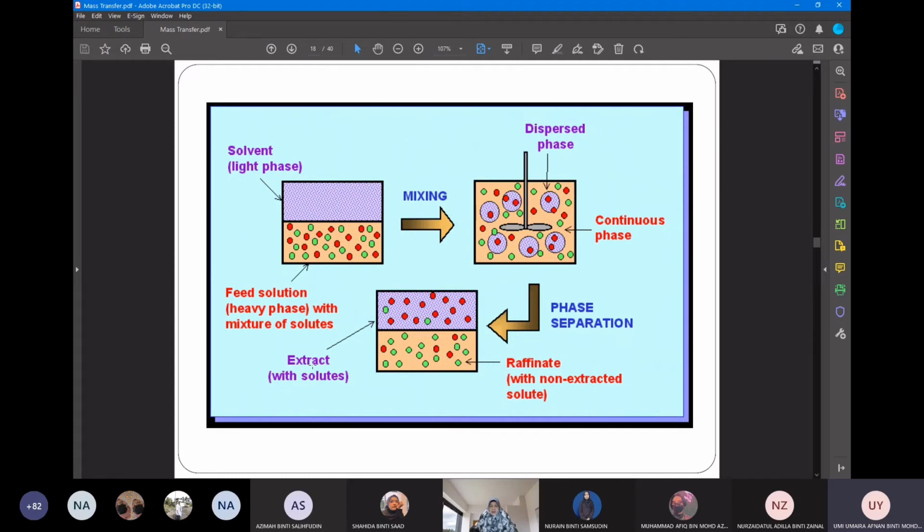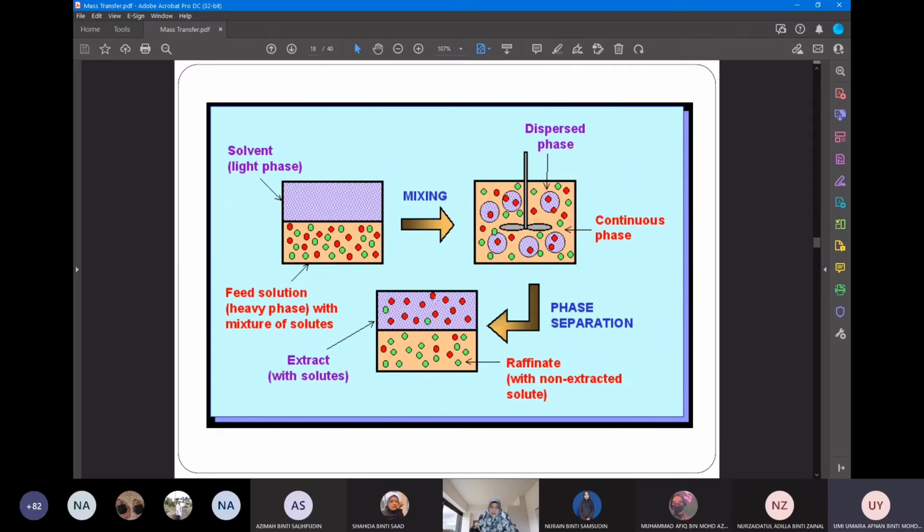Okay, or you can say that this is the solvent-rich component. The rest of the feed solution is called raffinate. The raffinate consists of only a little bit of your solutes, which is not extracted. The one that you have on the top, which is the light component, consists of your solutes.